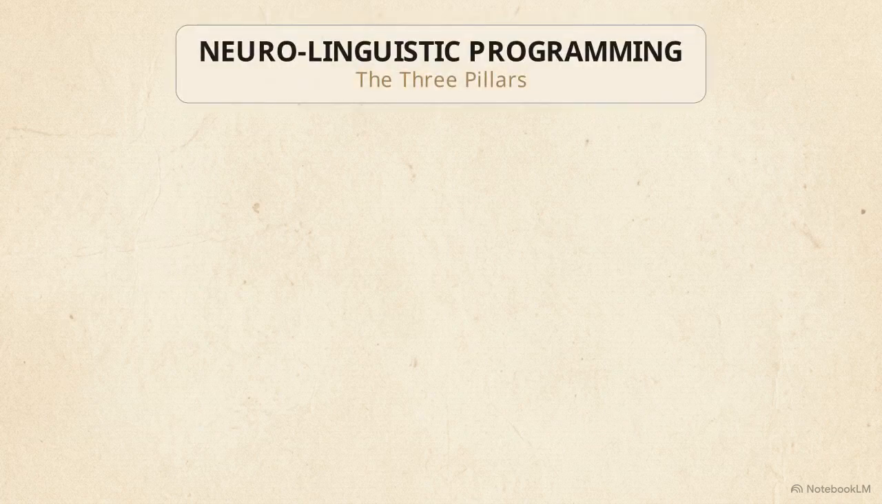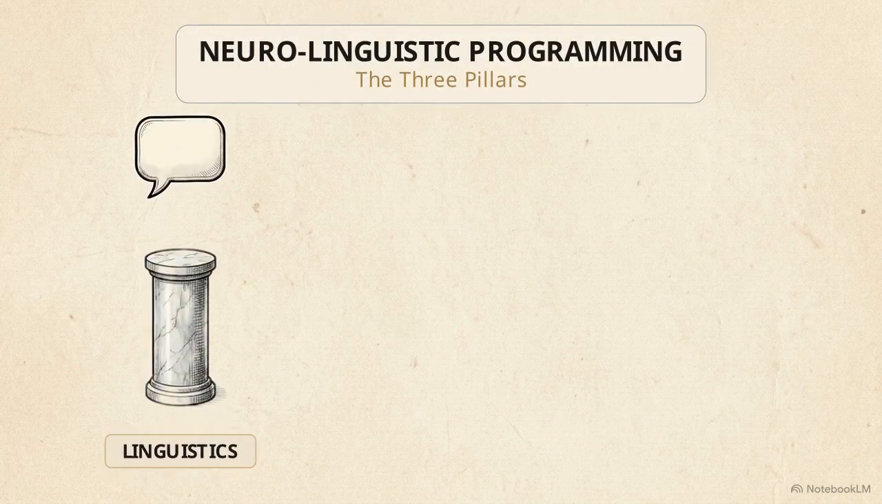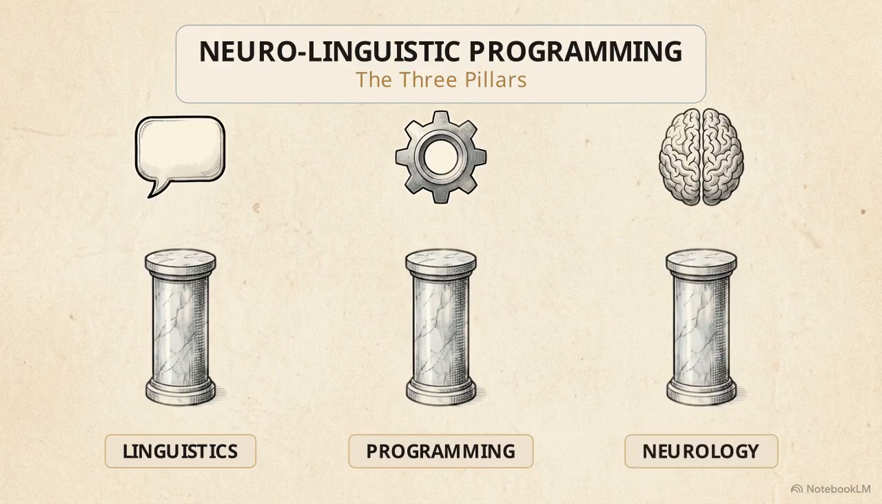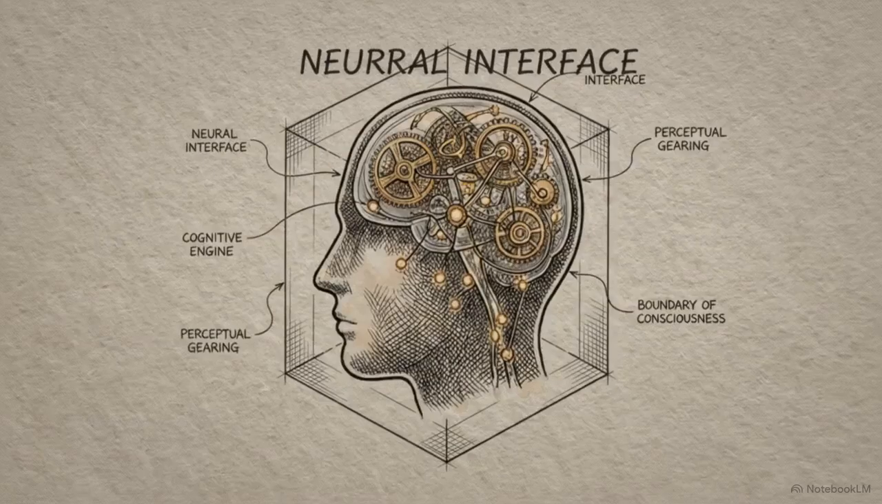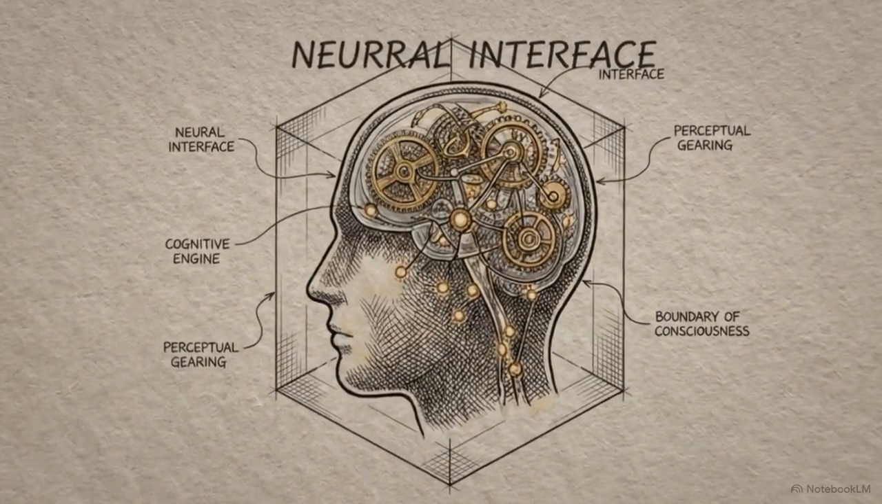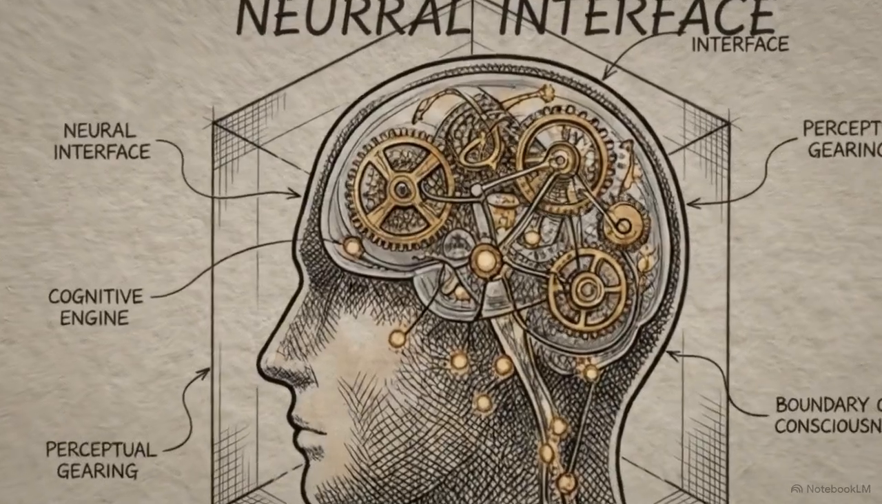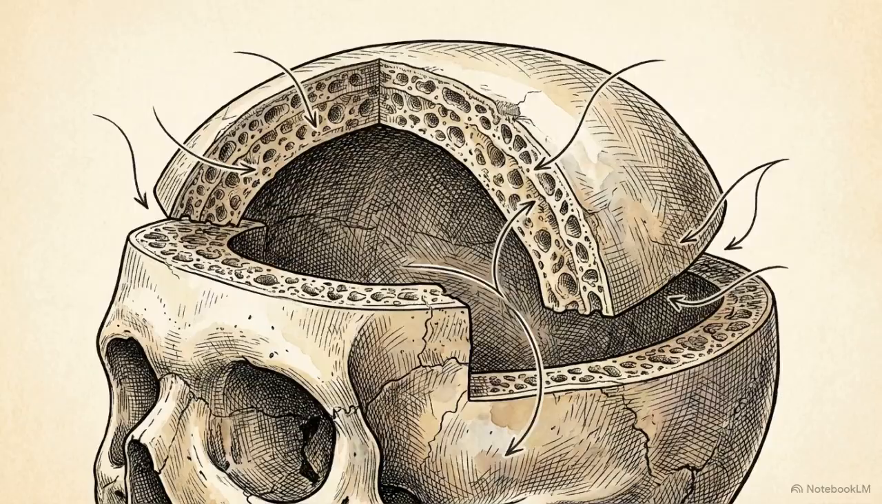Neurolinguistic programming rests on three pillars: the language we use, the sequences of our actions, and the neurological networks that build our thoughts. But to understand human behavior at its root, we have to strip away the linguistics and the programming. We need to isolate the neurology. This brings us to a strict biological constraint.